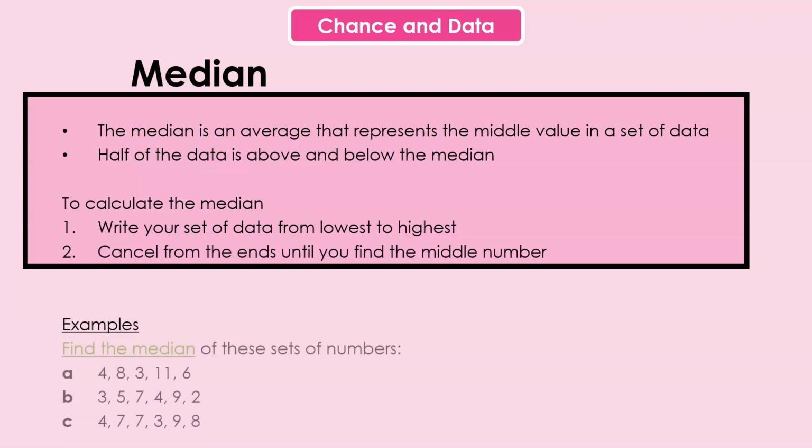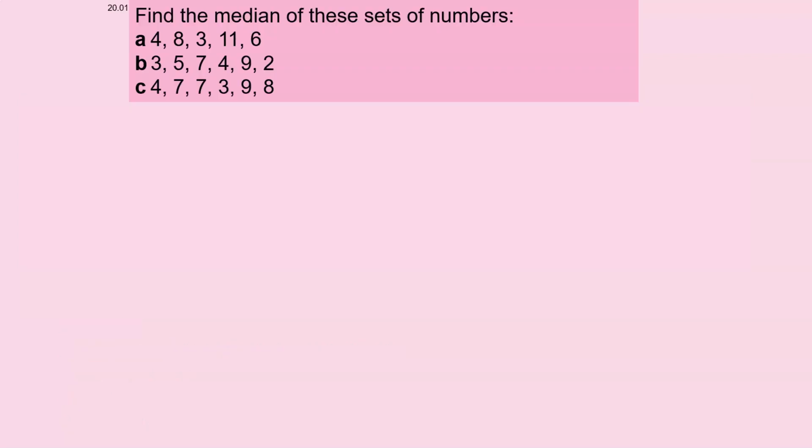So an example here is we've got 3 sets of data, and we're going to find the middle number of each one. So let's start off with A. First thing, put them in order. Next thing, you work from the ends to find the middle, and the median is 6.